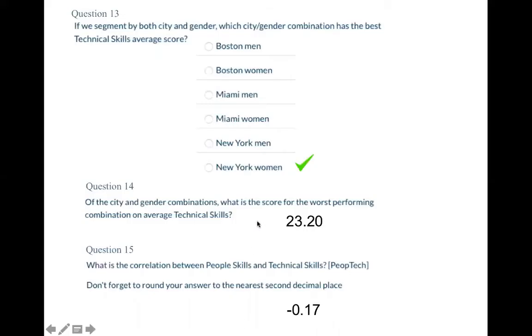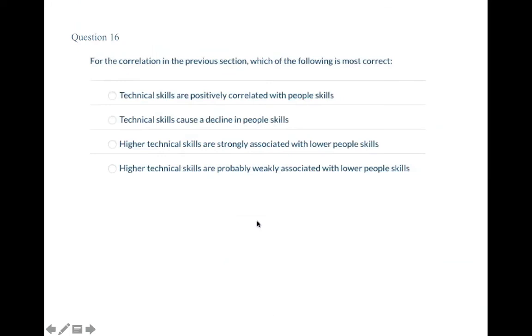And then the 16th question: for the correlation in the previous section, which of the following is most correct? Technical skills are positively correlated. Now our answer was minus 0.17, and that shows you whether it's positively or negatively correlated. It's a minus, so it's negative. So that's incorrect. Technical skills cause a decline in people skills? No. Higher technical skills are strongly associated? No.